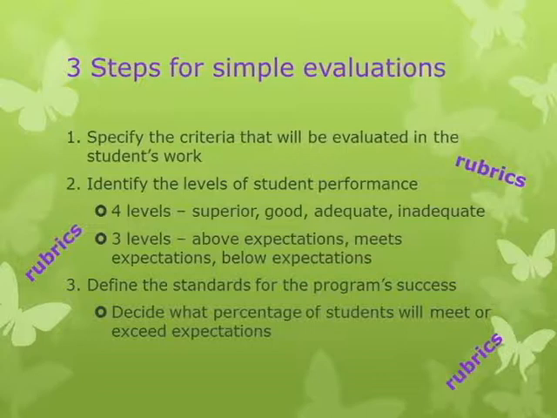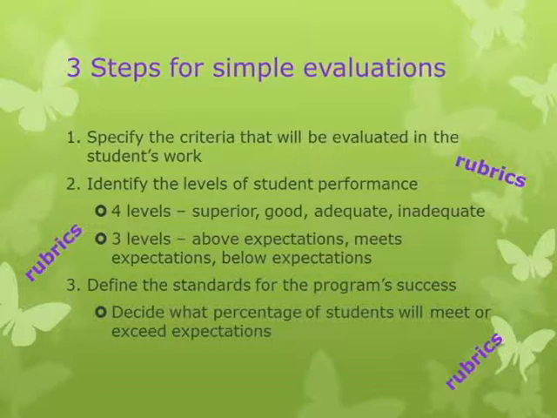Because that's not fun for anybody, all right? So, 3 steps for simple evaluation. I'm thinking rubrics here. Identify the levels of student performance: superior, good. For 4 levels, you have superior, good, adequate, inadequate. For 3 levels, above expectations, meets expectations, below expectations. These are how the criteria can be evaluated in the student's work.